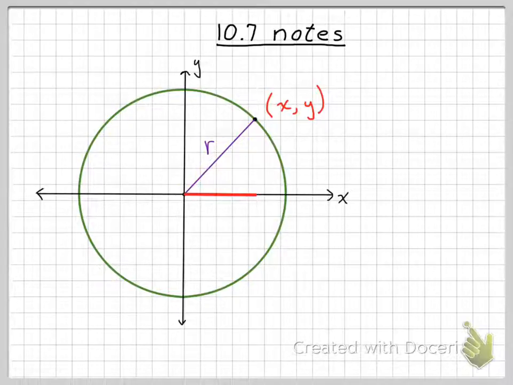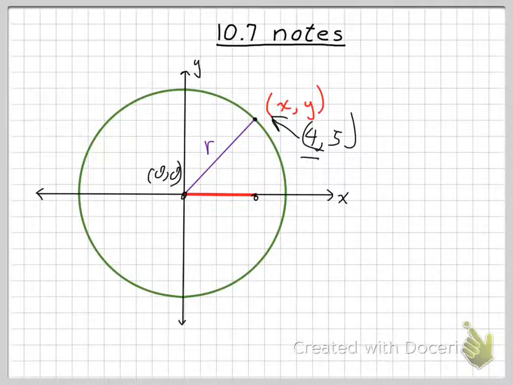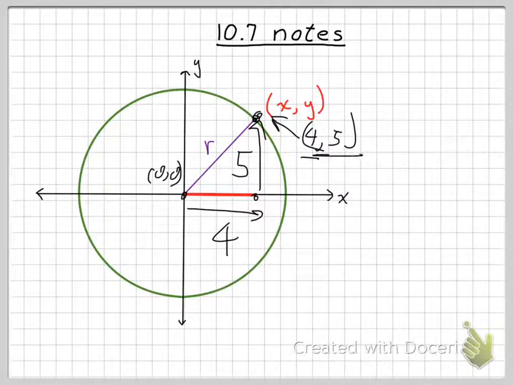This is the point xy. Well, let's pretend it's the point, say, 4, 5, just for the sake of argument. So if this is the point 4, 5, how long is that line segment? Well, if this is the point 0, 0, and it is because it's the origin, then the distance from here to here must be 4. I went 4 over, and then 5 up, to get to my point 4, 5. It must be 4 to the right, and then 5 up.